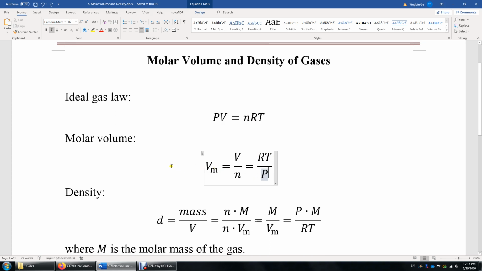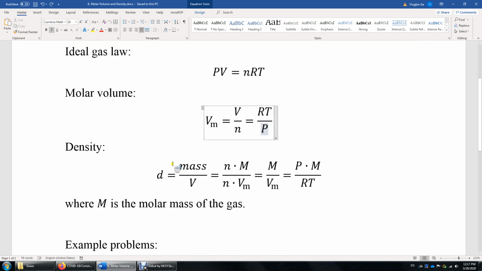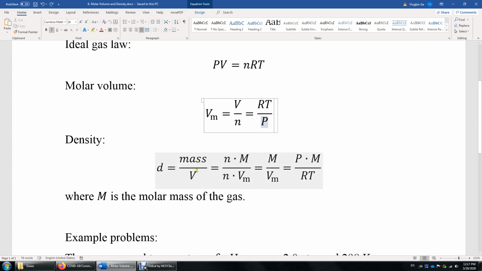How do we compute the density of the gases? Well, density is simply mass over volume. Mass is n, the number of moles, times molar mass. Volume is n times molar volume. This n and this n cancel. Therefore, density is equal to molar mass divided by molar volume. If we know the molar mass and the molar volume of a gas, do the division, you get the density.